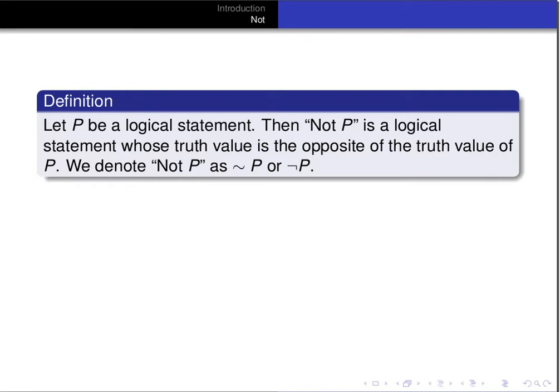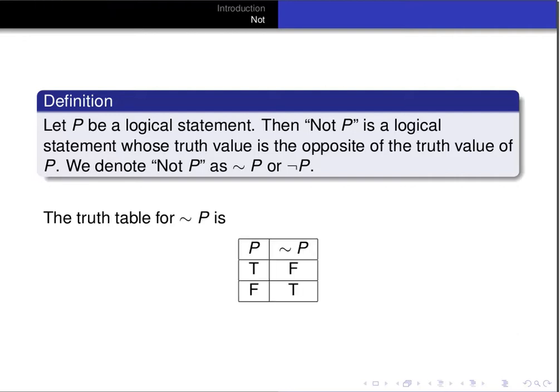So let's let P be a logical statement. Then not P is also a logical statement. And the truth value of not P is the opposite of the truth value of P. So we'll denote not P either with tilde P or this kind of sideways L P. Usually we'll use tilde P in this course. And we'll read that as not P.